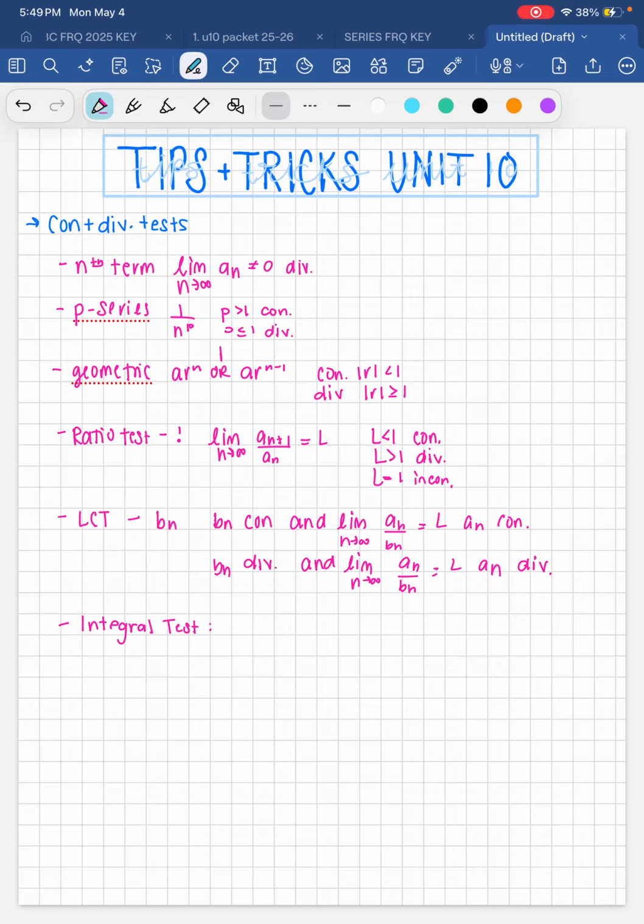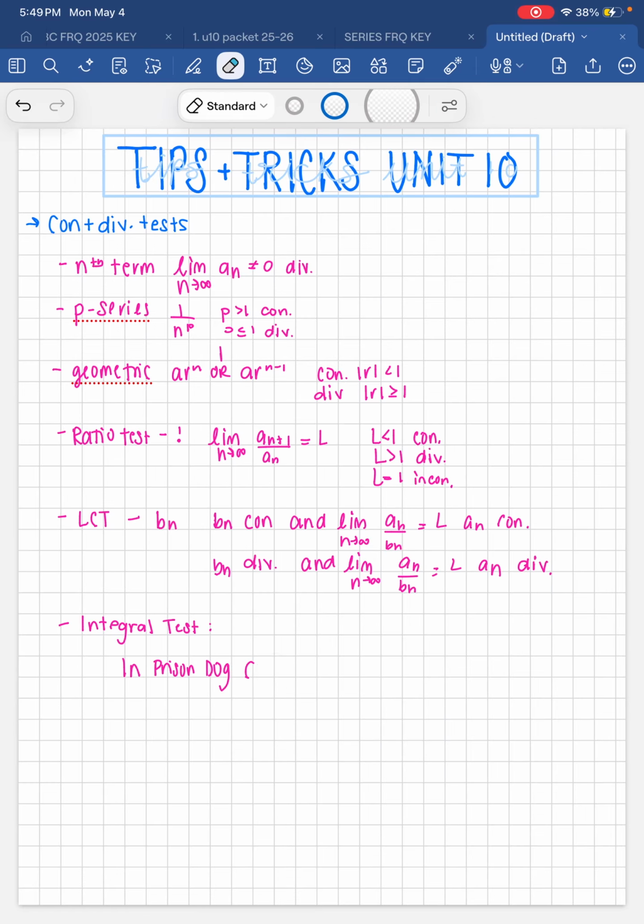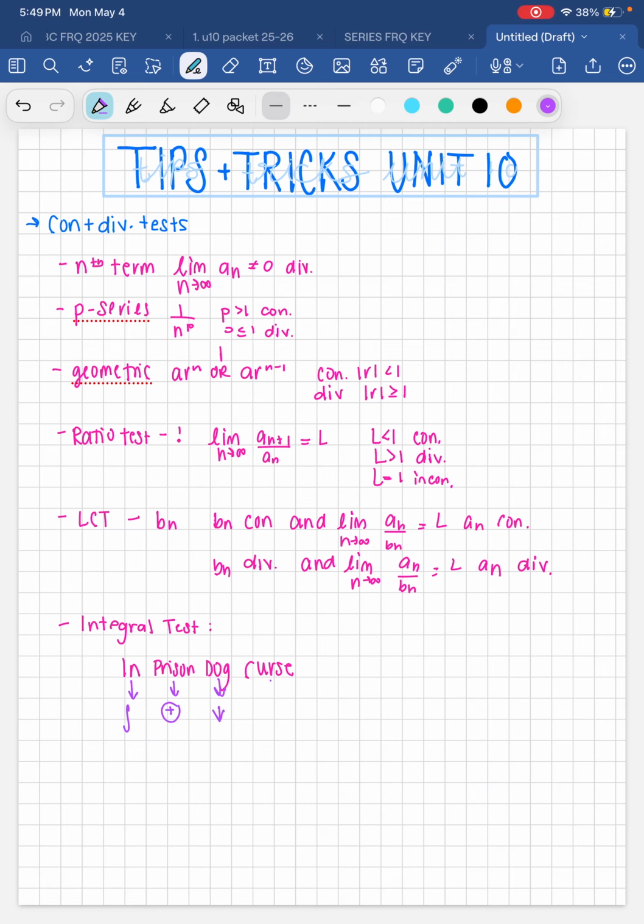And you remember in prison, dogs curse. That's how you remember the conditions for the integral test. Oops. It's been a long day. So the I stands for integral test. P stands for positive. D stands for we must be decreasing in magnitude. And C stands for continuous.